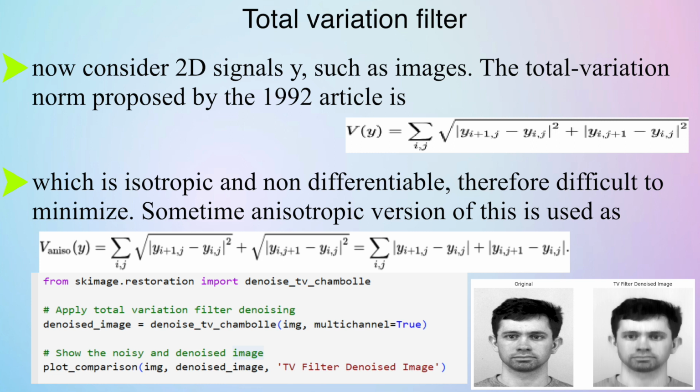So, I am considering the standard function here: from skimage.restoration import denoise_tv_chambolle. Chambolle is a scientist who gave some modification to the total variation filter. I am applying this filter to the human image, and you can see the result here: the original image is more noisy as compared to the image filtered with total variation.